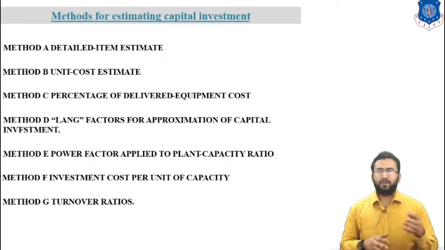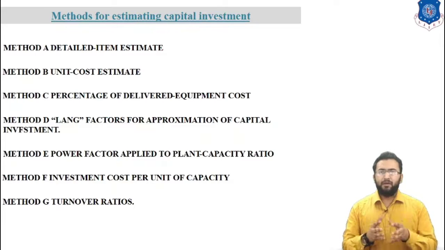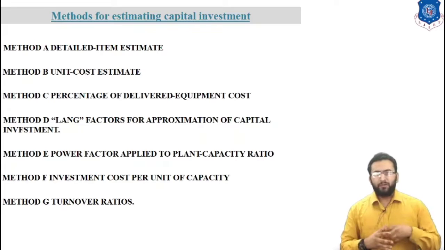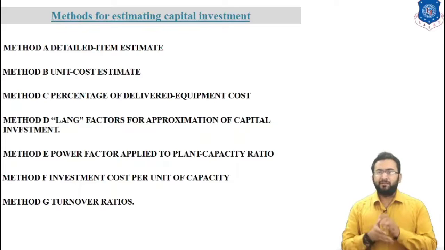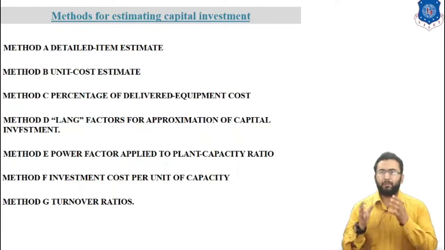Now let's talk about various methods for estimation of total capital investment. Various methods can be employed for estimation of capital investment. The choice of any one of them depends upon the amount of detailed information available and the accuracy desired. Seven methods are outlined in this session, with each method requiring progressively less detailed information and less preparation time. Consequently, the degree of accuracy decreases with each succeeding method. A maximum accuracy within approximately plus or minus 5% of actual capital investment can be obtained with a method.